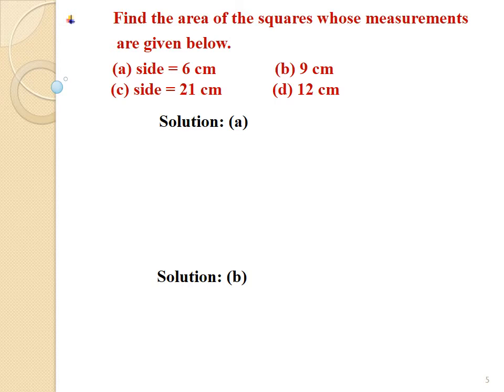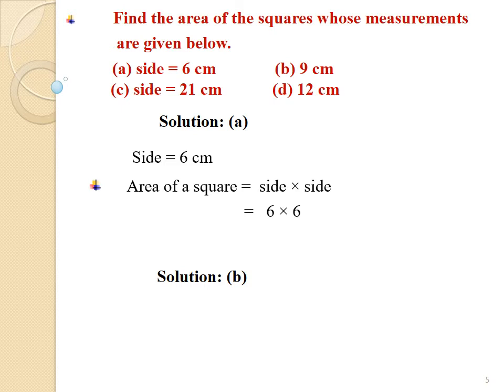Sum A. Side of a square is given 6 centimeters. Thus, area of a square equals side multiplied by side. Students, let us multiply this side by the given side 6 centimeters. Thus, multiplying 6 centimeters by 6 centimeters, we get 36 square centimeters.